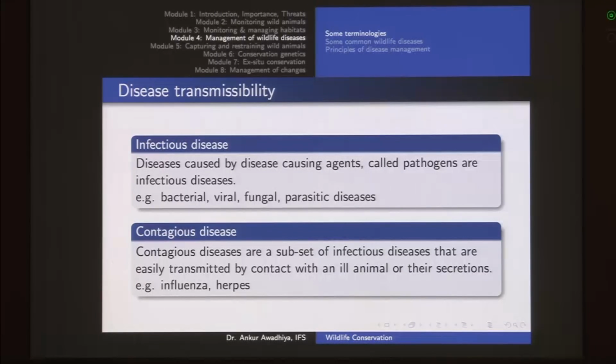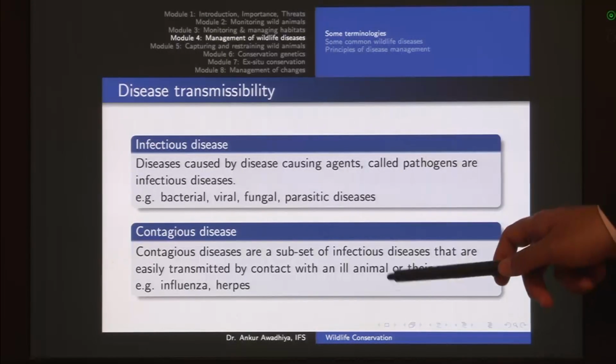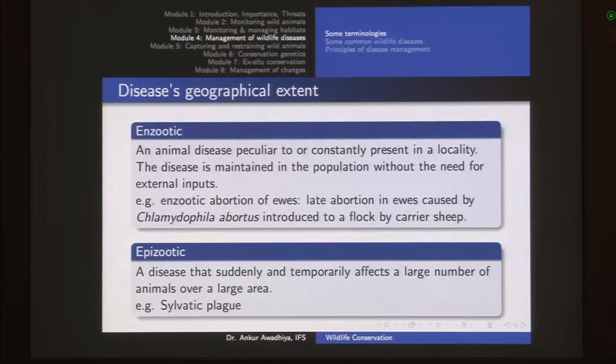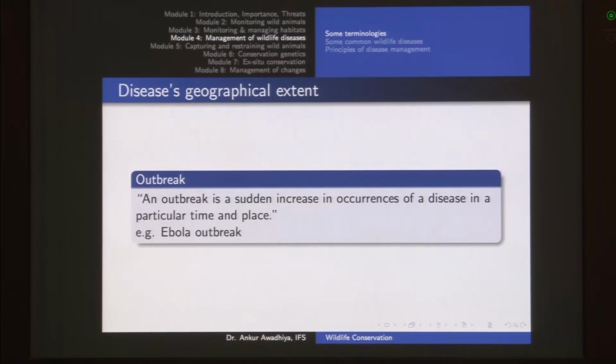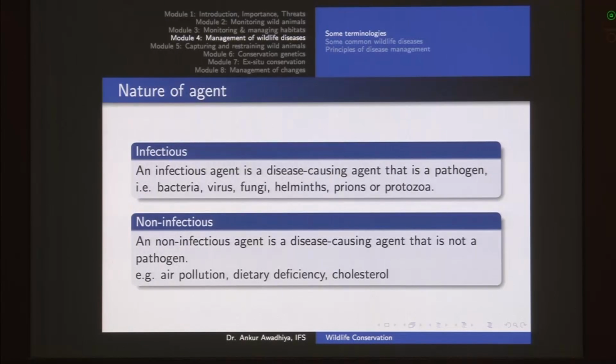Then we differentiated between infectious diseases and contagious diseases. So contagious diseases are those infectious diseases that can spread just by touch. Now we talked about enzootic when a disease is localized, epizootic when it is affecting a large number of animals over a large area, then panzootic when it is affecting the whole of the world or at least a continent, then sporadic when it is happening randomly in a haphazard manner, and also an outbreak when there is a sudden increase in the occurrence, like an Ebola outbreak.